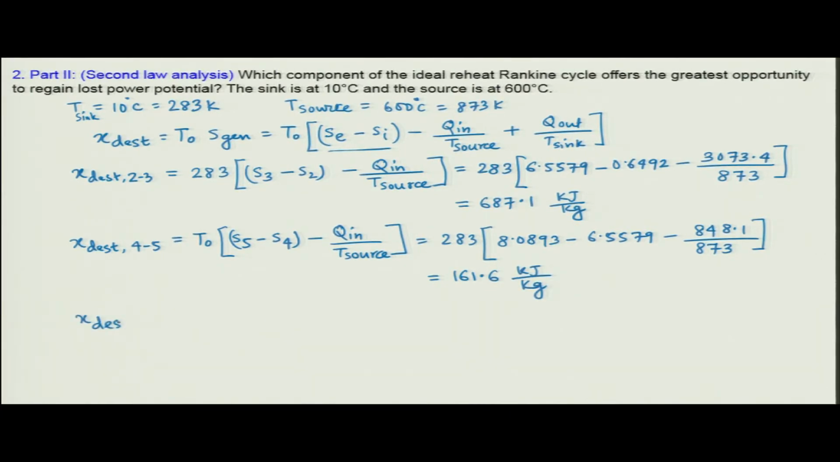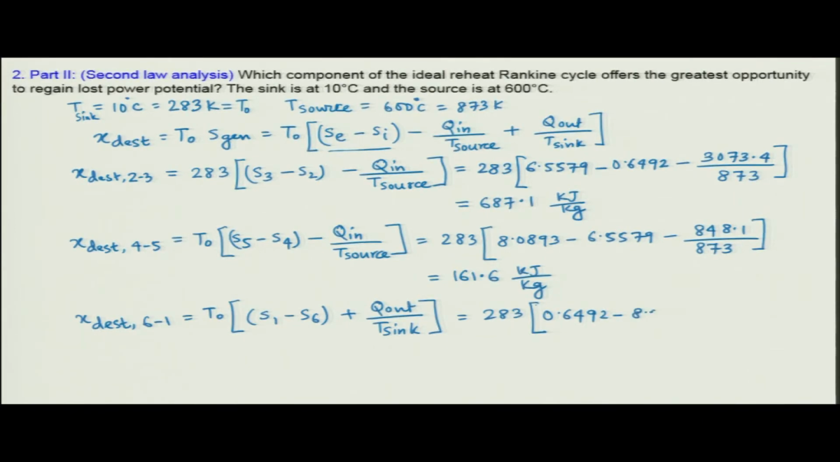Next, I will look at the heat rejection step, that is 6 to 1. Here it will be T naught times S1 minus S6. S1 is the final state and S6 is the inlet, and here there is no heat addition, but there is heat rejection. So, Q out divided by the T sink. Now, T naught is basically 283 Kelvin. So, 283 times S1, which we obtained as 0.6492, minus S6, which is 8.0893, and heat rejection is 2373.1 kilojoule per kg divided by the sink temperature, that is 283 again. So, you calculate this as 267.6 kilojoule per kg.